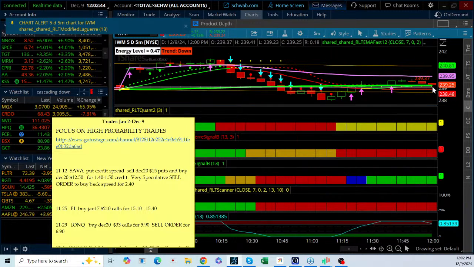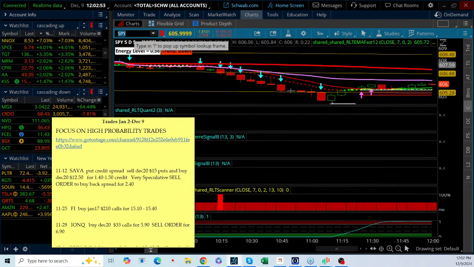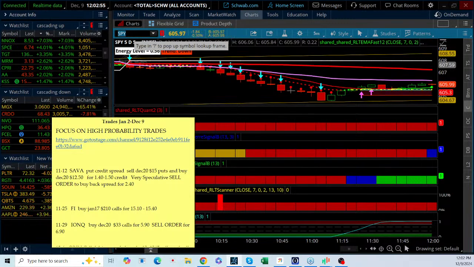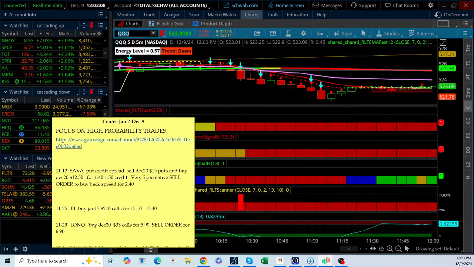IWM pulling back a little bit. Got pretty close to the VWAP, now pulling back a little bit, but still above the 15. SPY right there, coming up to the VWAP. Triple Qs, just moving sideways. A lot of sideways action here. So again, this is a good time for me just to sit back and relax, look for trades, run my scans, see what I can find, make notes on things that I'm interested in, and then just wait.